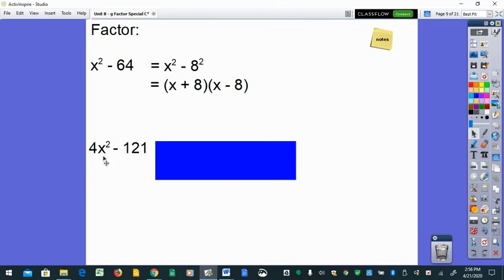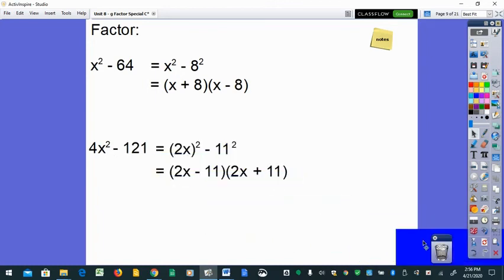No GCF. This is 2x squared, and this is 11 squared. It's the difference of two squares, so I'm going to put the 2x in the front, the 11, and I got one of them as a minus and one as a plus. So if you have the twins off by a sign, there is no middle term. If you have identical twins, there is a middle term that is that idea of the doubling that we talked about a minute ago.